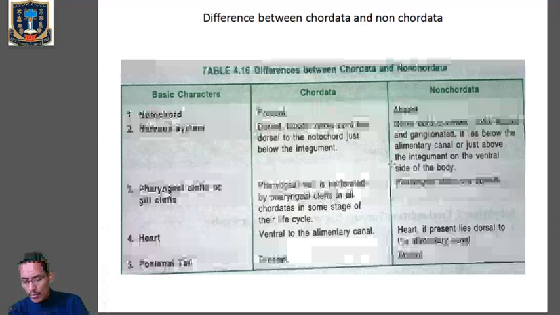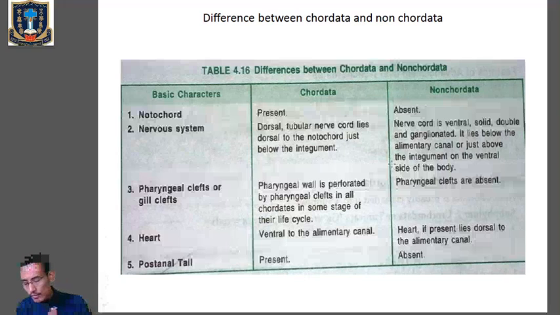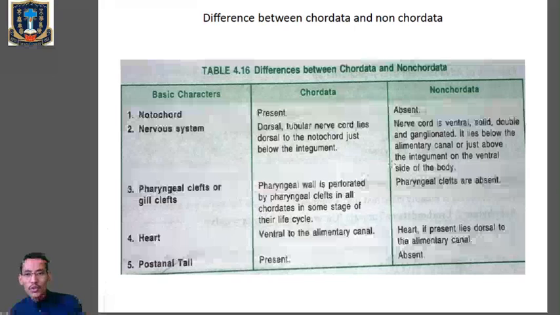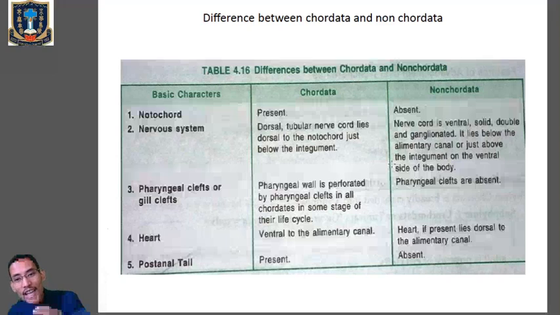Now let's talk about the difference between chordata and non-chordata. So what is the difference between these two, chordates and non-chordates? So first, when we look into the basic features, notochord is present only in chordata but is absent in case of non-chordata. The nervous system in case of chordata is a dorsal tubular nerve cord which lies dorsal to the notochord just below the integument. And in case of non-chordata, the nerve cord is ventral, solid, double and ganglionated. It lies below the alimentary canal just above the integument on the ventral side of the body.